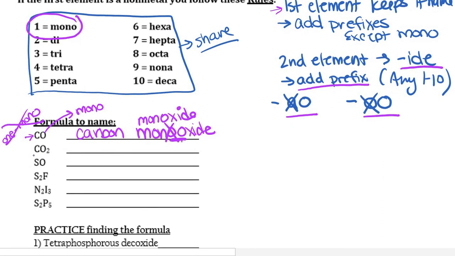So the next compound we're going to have is CO2. Again, the first element keeps its name, which we said is carbon. There's only one carbon, so we would get the prefix mono, but we said we do not use mono. The next element we have is oxygen. We change our ending to IDE. But this time we have two. So I'm going to go up to my list, and I'm going to see 2. Well, if I have 2, I'm going to write the prefix di. So it is going to be carbon dioxide.